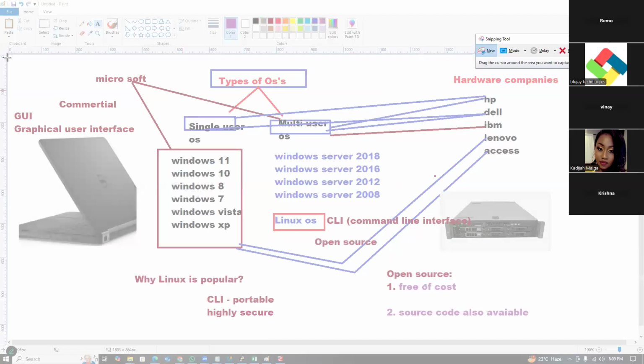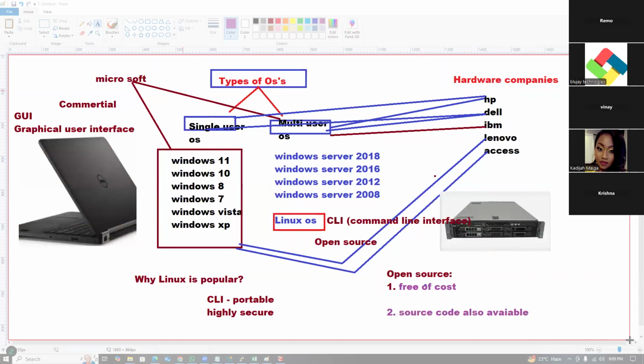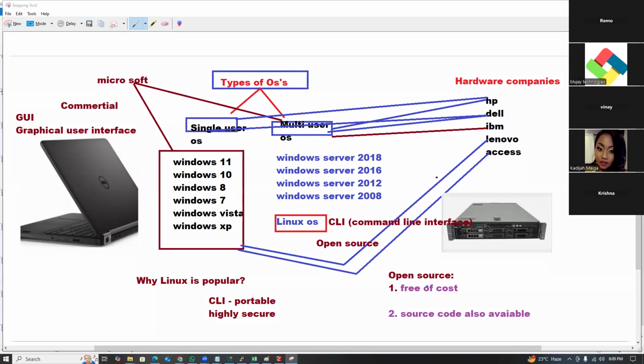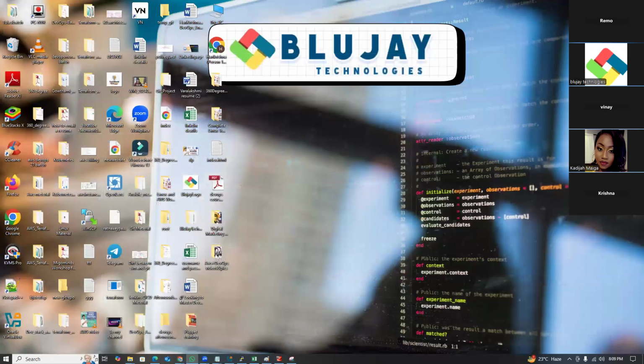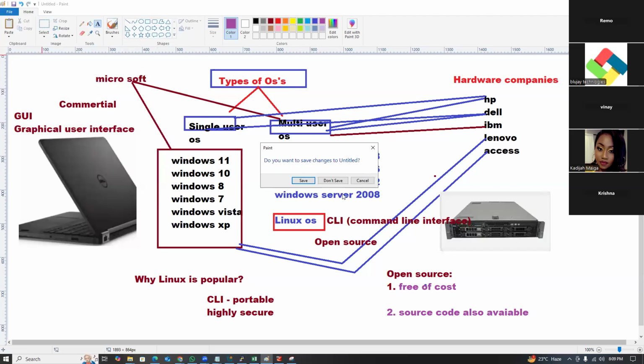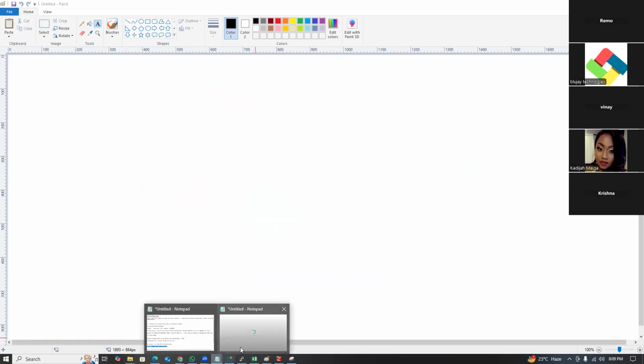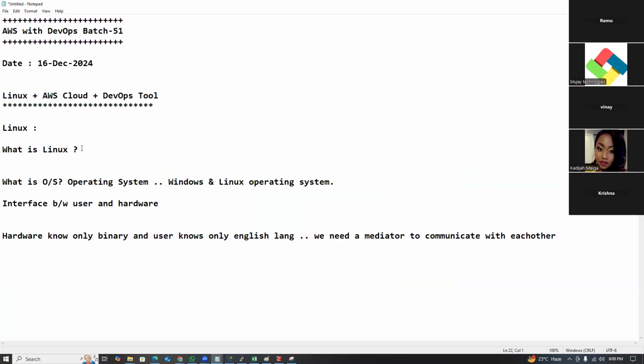Guys, very good. So now you understood. What is Linux? Linux is an operating system. It's a multi-user operating system. So Linux is a CLI and multi-user operating system. Okay.